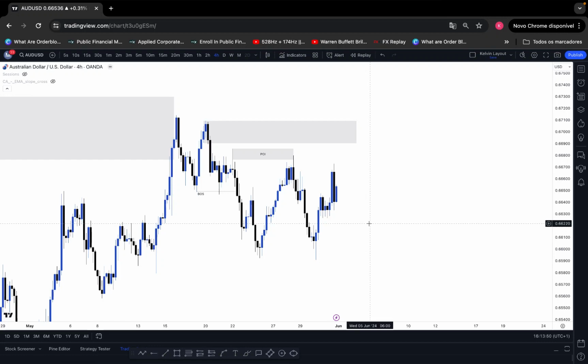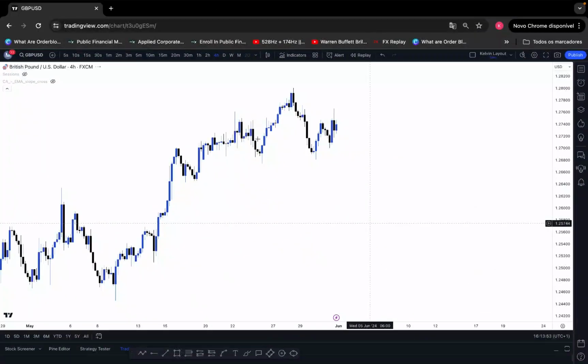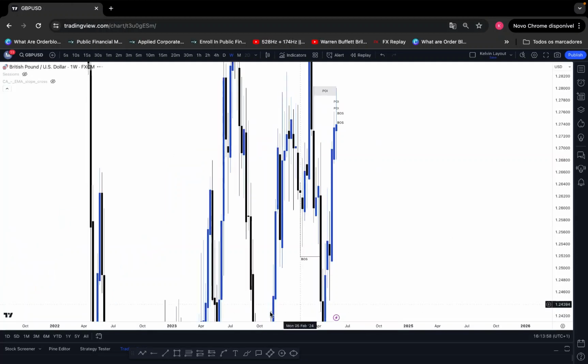So that's it for the dollar. Let's move to the next pair. So our next pair is GU. We're also gonna look at it from the weekly time frame.